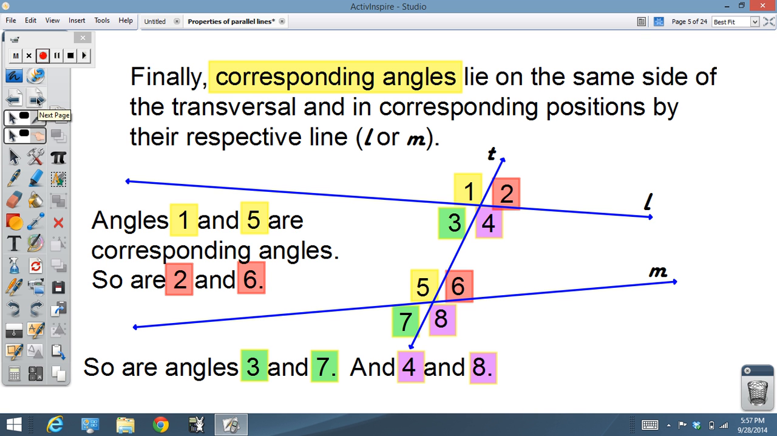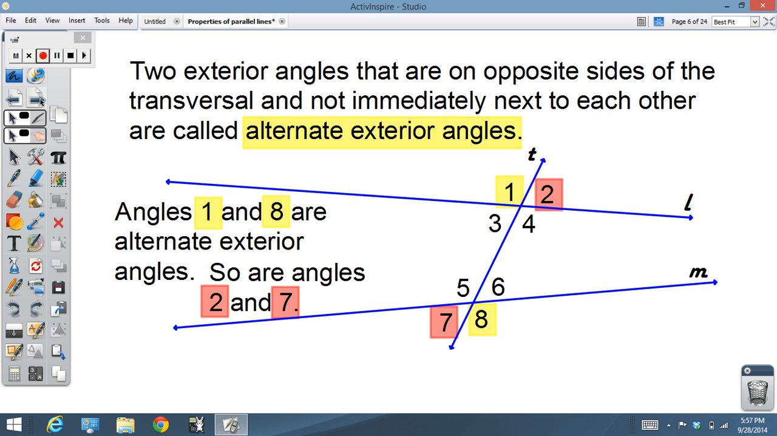Corresponding angles lie on the same side of the transversal and in corresponding spots on their respective crosses. Okay, so 1 and 5, 3 and 7, 2 and 6, 4 and 8 are called corresponding angles. And then finally, alternate exterior angles. Exterior angles outside of L and M, opposite sides of the transversal. 1 and 8, 2 and 7. So there's our review from yesterday's package. If you need to go over that again, you should replay these few slides.